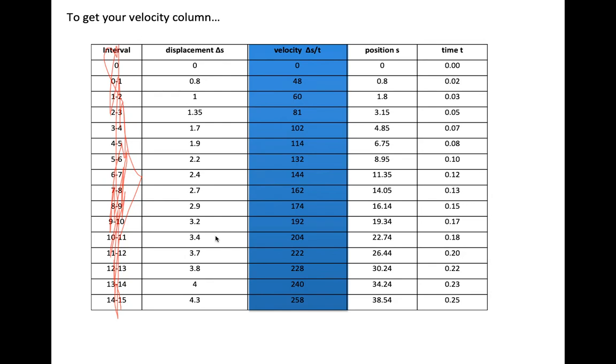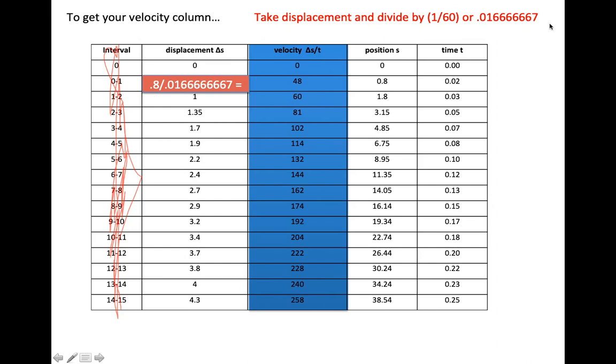So to get your velocity column, you have two options. You can either take your displacement and divide by 1/60th, or its decimal form, or you can just multiply by 60, and that'll get you your velocity column, and you'll do that for all of your displacements.